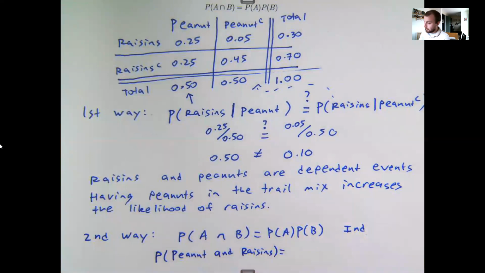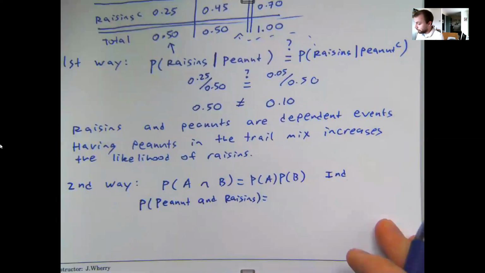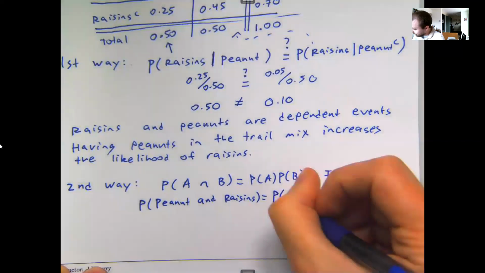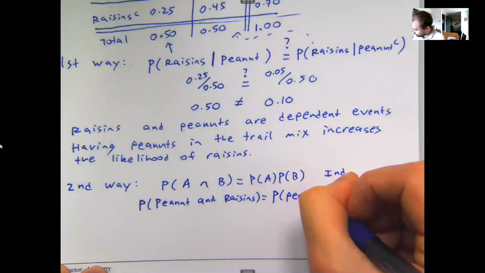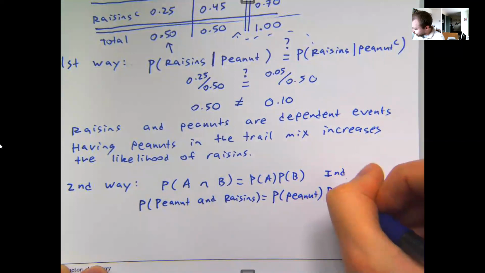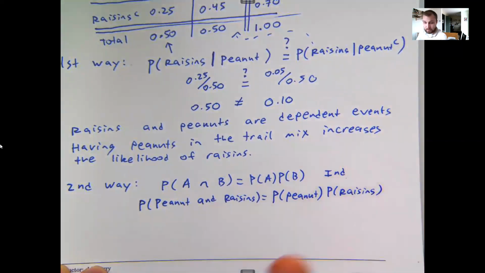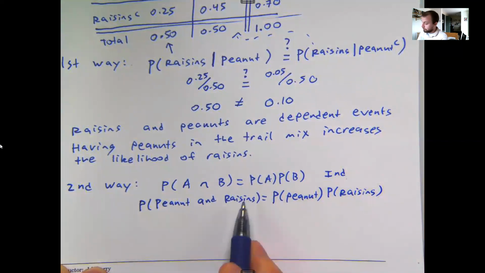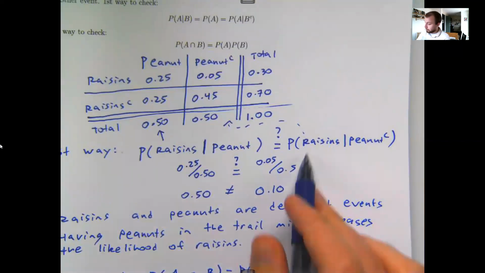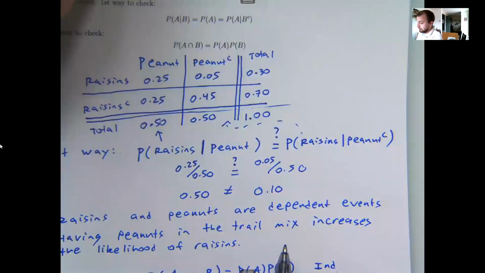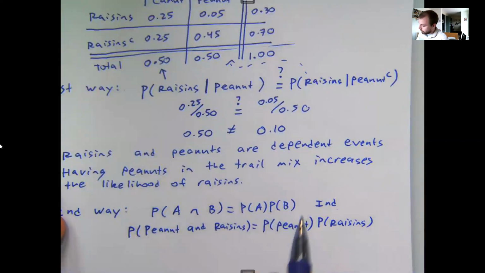If it's independent, then the probability of peanut and raisins should be the same thing as the probability of peanut times the probability of raisins. Let's check. So probability of peanut and raisins, I'm going to go to my grid. I'm going to see where peanut and raisins live together. And that gives me 25%.